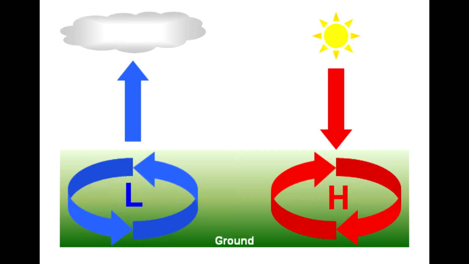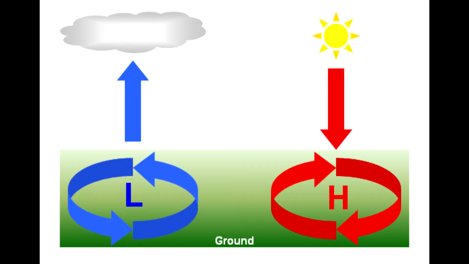Since the converging air has nowhere else to go, it rises. As the air rises, the water vapor within cools and eventually condenses into cloud droplets and raindrops. Because of this, low pressure centers are generally associated with clouds, precipitation, and what we generally call bad weather.